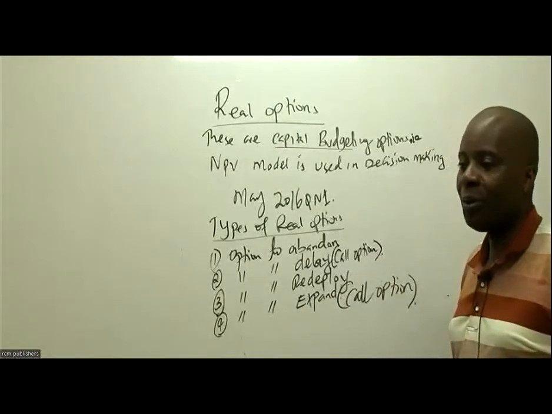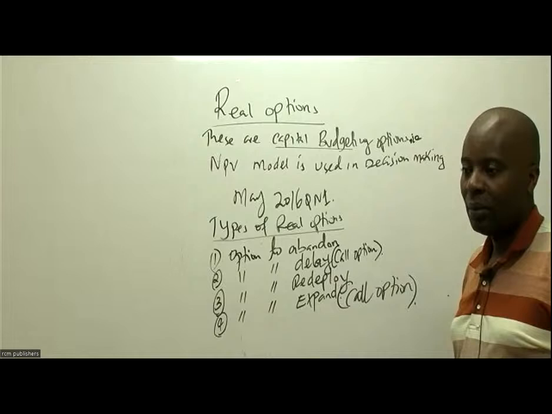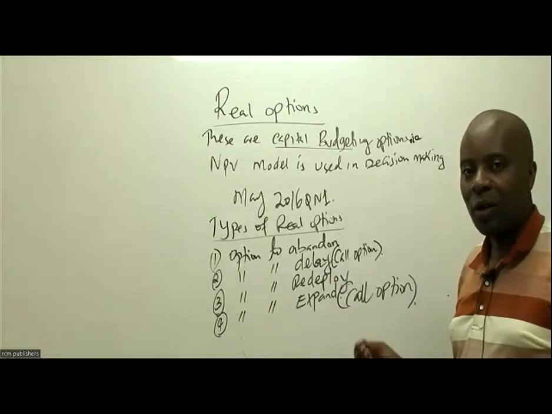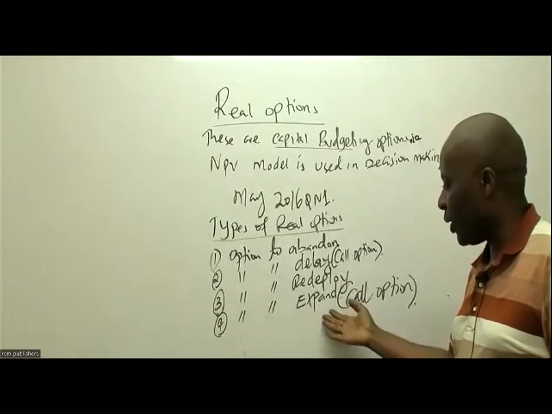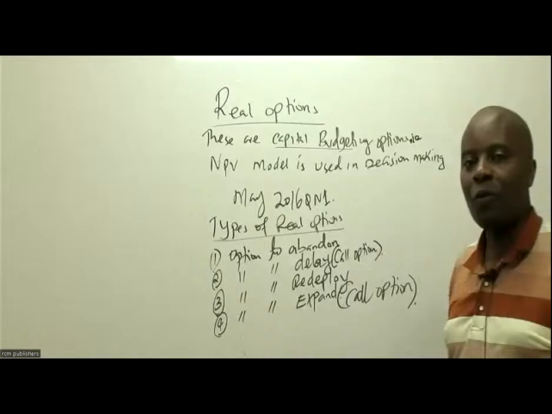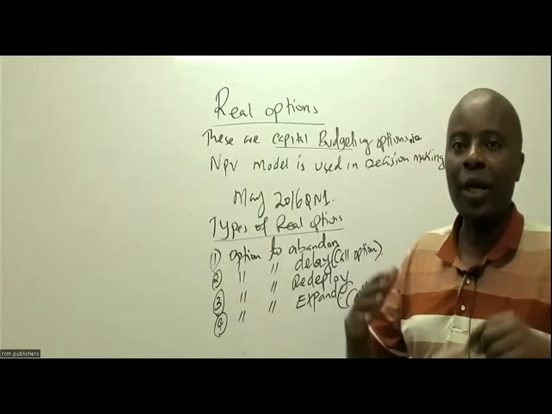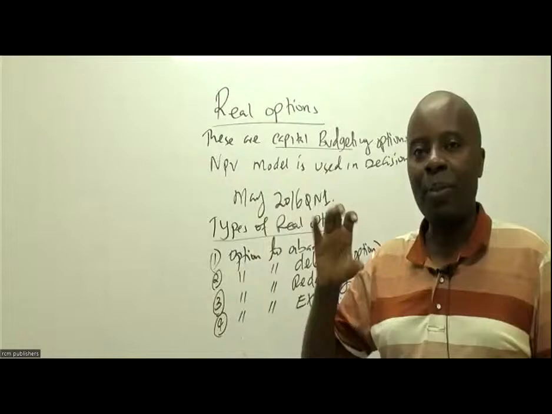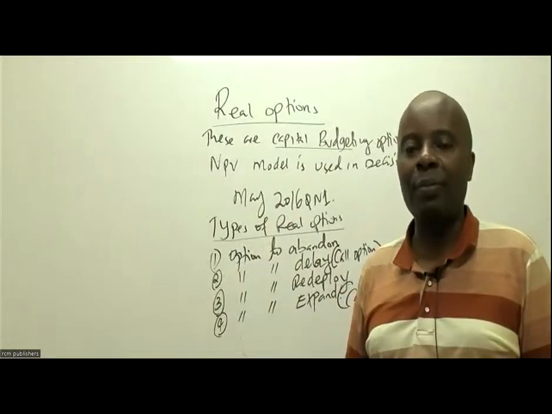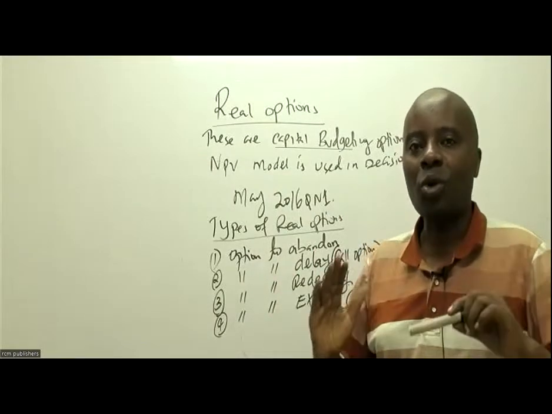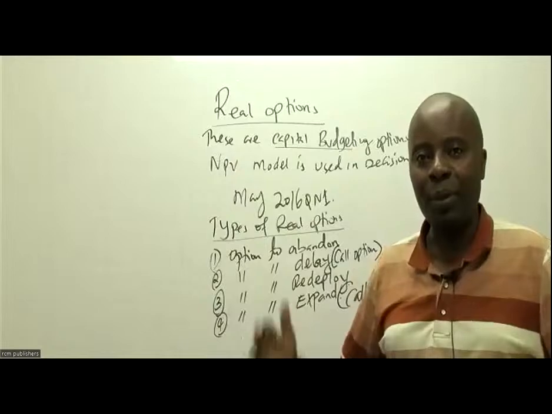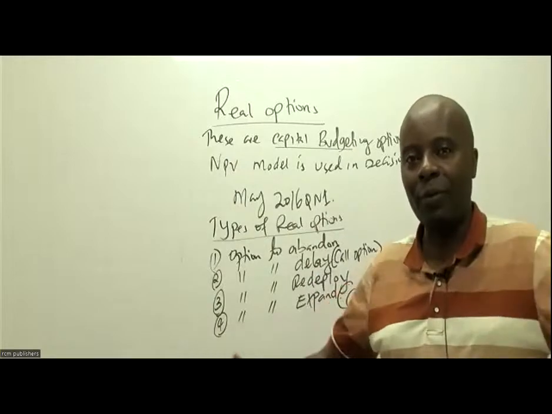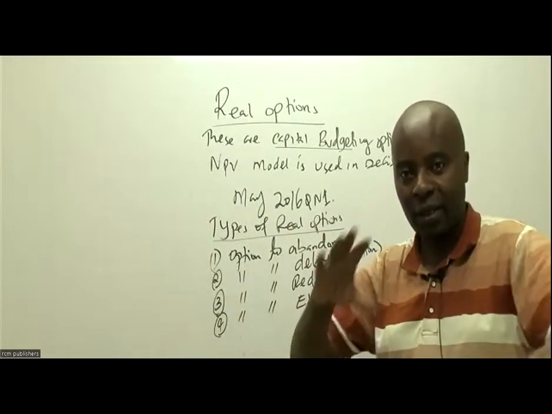How about the option to abandon? You know, abandonment is the opposite of expansion. When you are expanding, you are buying. For example, those who believe in polygamous marriages, when you talk of expansion, you're bringing in more people to your family. You're bringing in more people because you pay dowry. So you're buying. It's a call option.